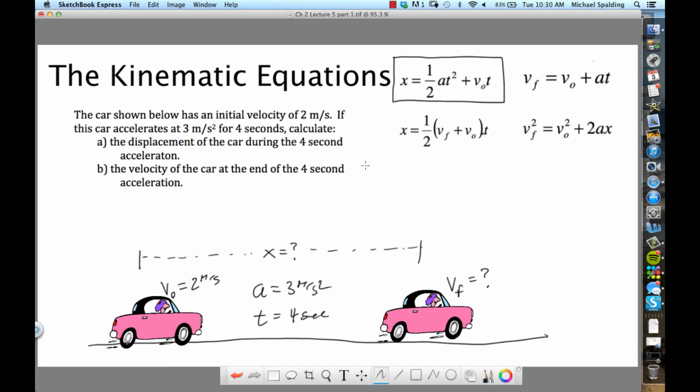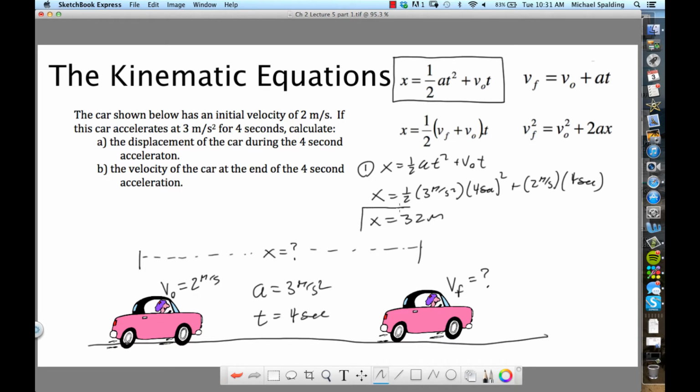Okay, so using the first kinematic equation, x equals 1/2 a t squared plus v initial t, we're going to get: the acceleration is 3, the time is 4, the initial velocity was 2, time is 4. This gives a total displacement of 32 meters. How many got that right? Nice. Good job.